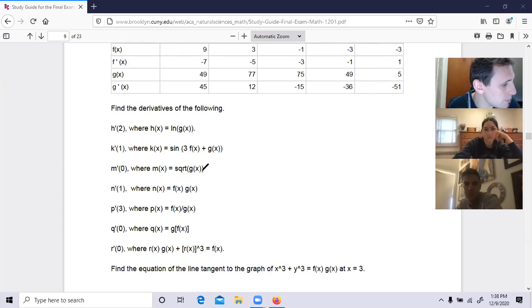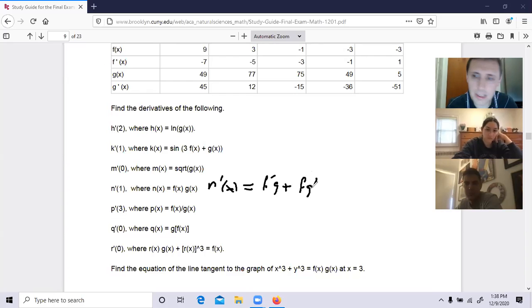I have no idea what questions will be there. So this is just product rule. So we have n prime x is f prime, I'll just write f prime g plus f g prime. Yes. And then I look at the value 1. So what am I going to have here? So I'm going to have f prime at 1.